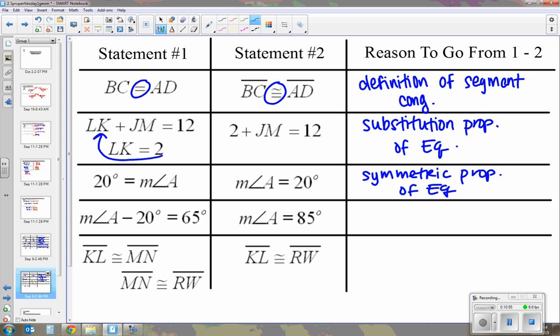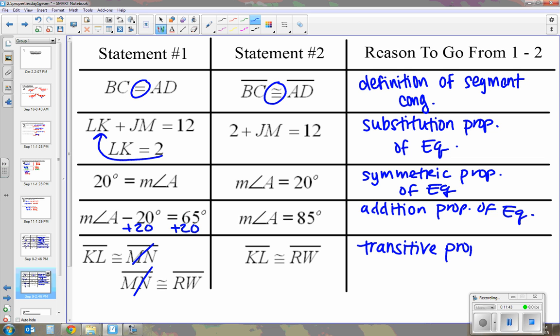Next up, I have measure of angle A minus 20 degrees equals 65 degrees, and then I get measure of angle A equals 85 degrees. So if you notice, we're adding 20 degrees on both sides, so this is our addition property of equality. And our very last one, I have line segment KL is congruent to line segment MN, and then line segment MN is congruent to line segment RW, and our new statement is line segment KL is congruent to line segment RW. We notice that both of these are being eliminated, so that's our transitive property of congruence. We have a congruency symbol, so this is our transitive property of congruence.